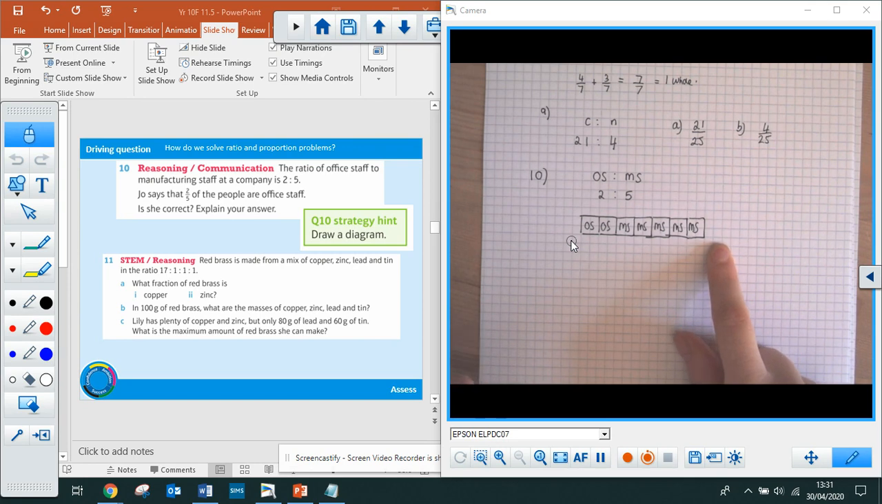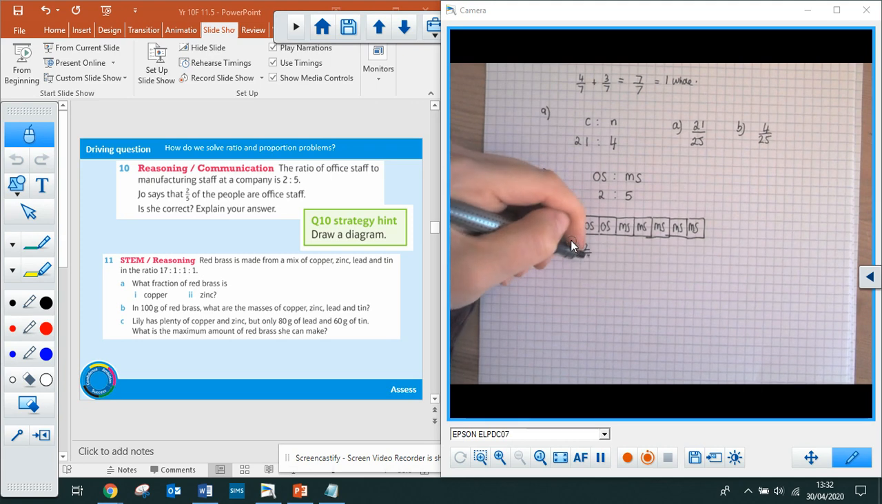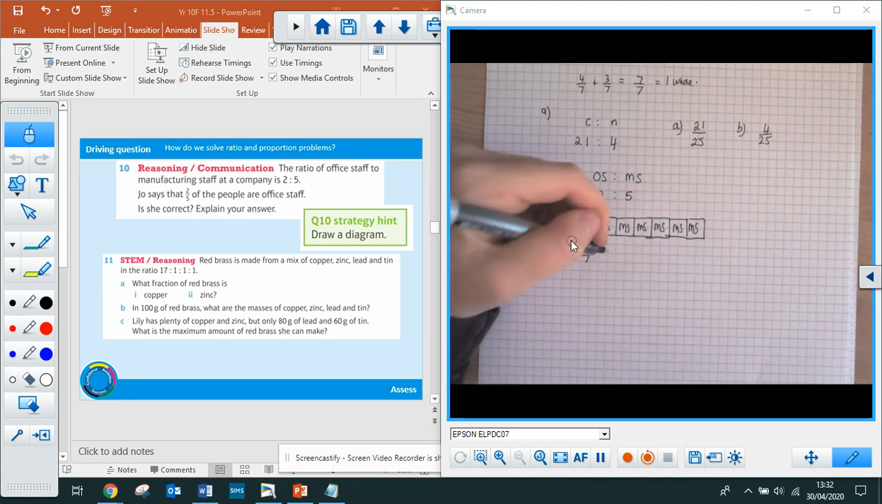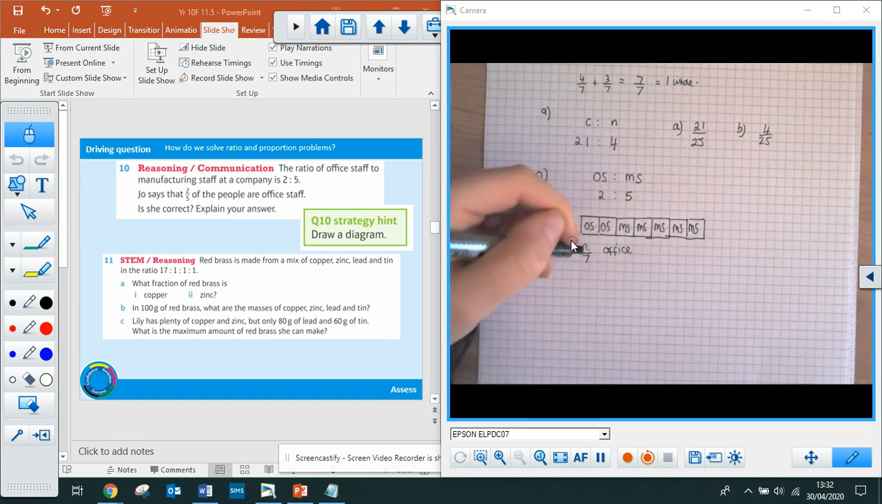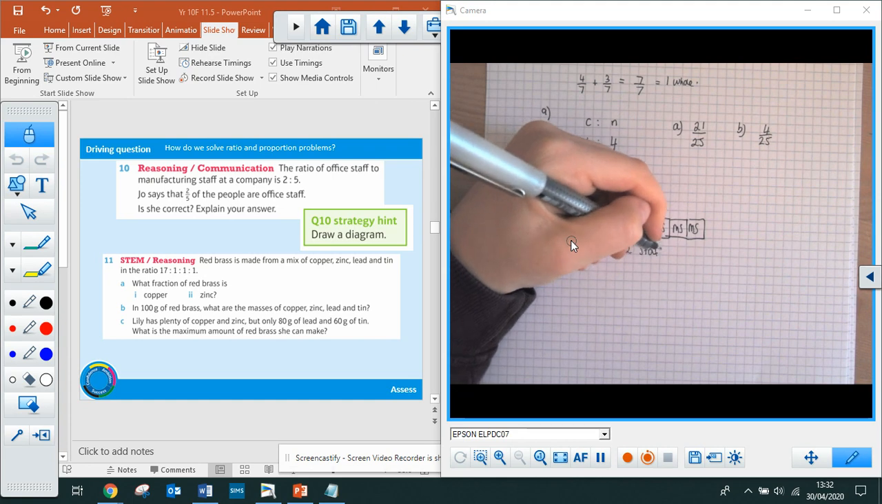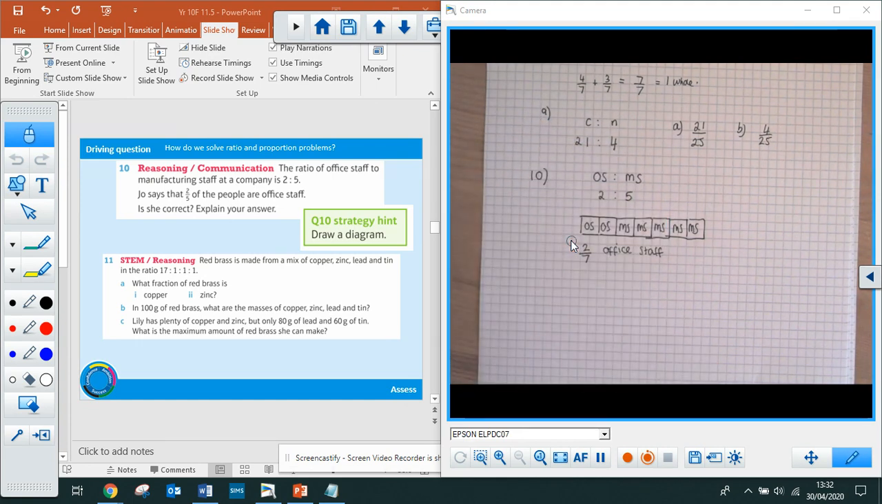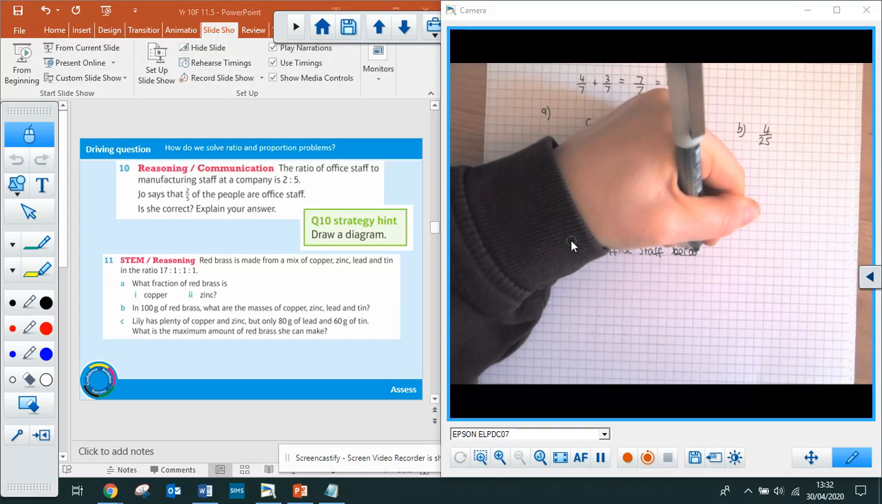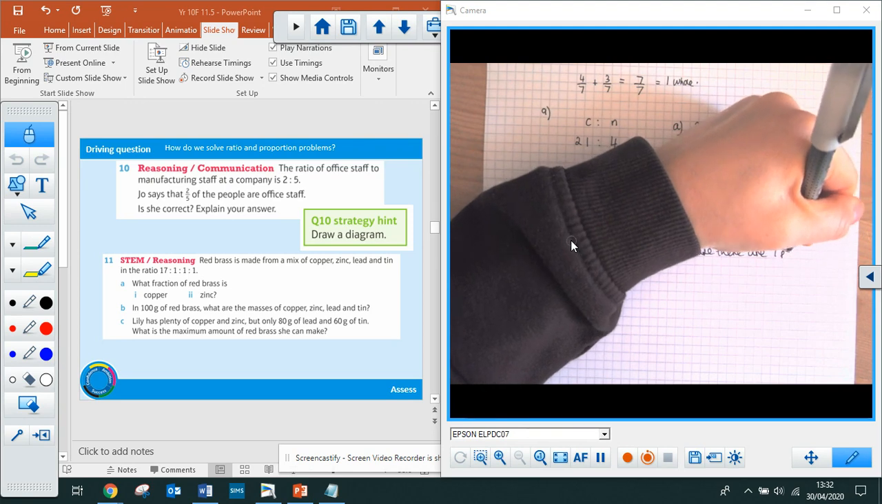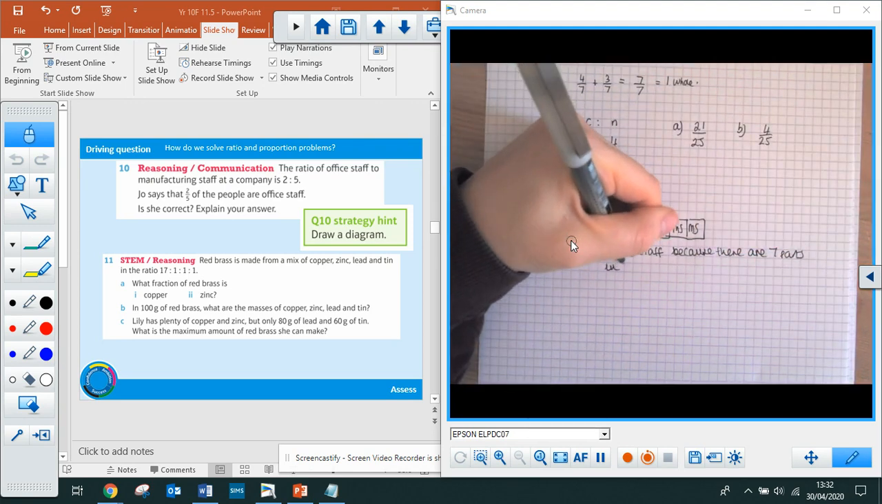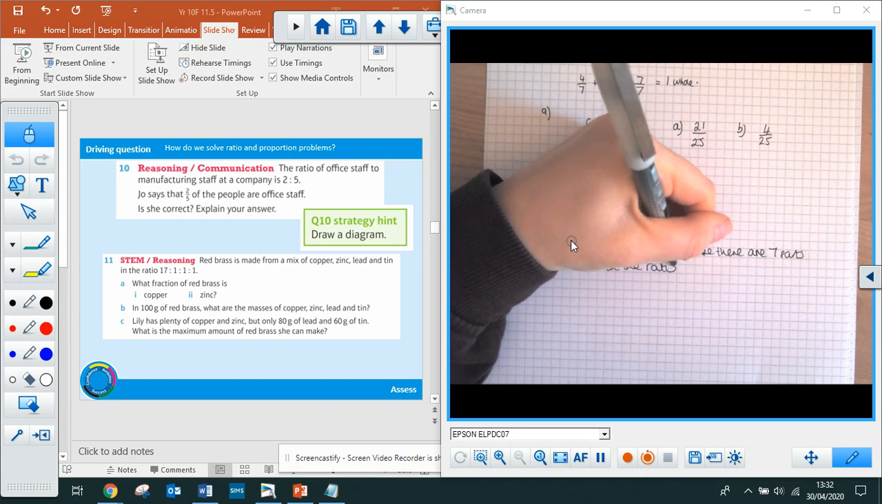Okay, she says that 2/5 are office staff. She's not correct, is she? Because 2/7 are going to be office staff. Okay, and that's because there's 2 parts office staff out of a total of 7 parts. So 2/7 are office staff. Okay, and the reason is because there's a total of 7 parts in the ratio. I'll write that because there are 7 parts in the ratio. Okay?